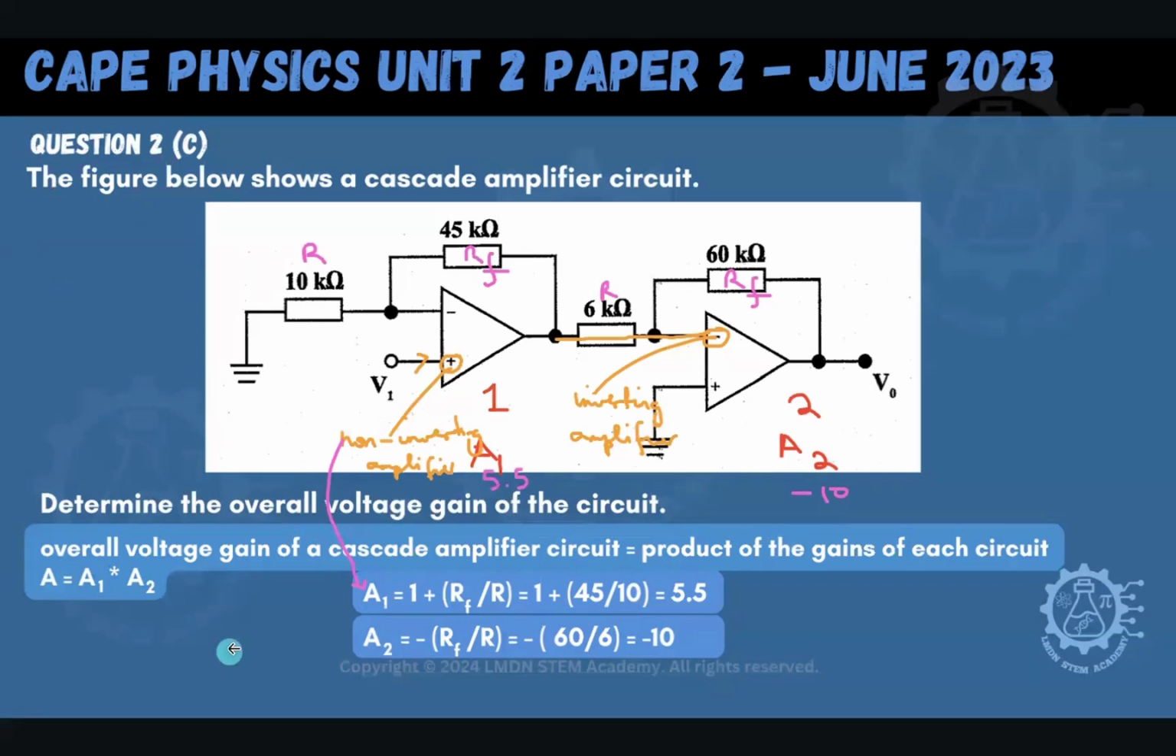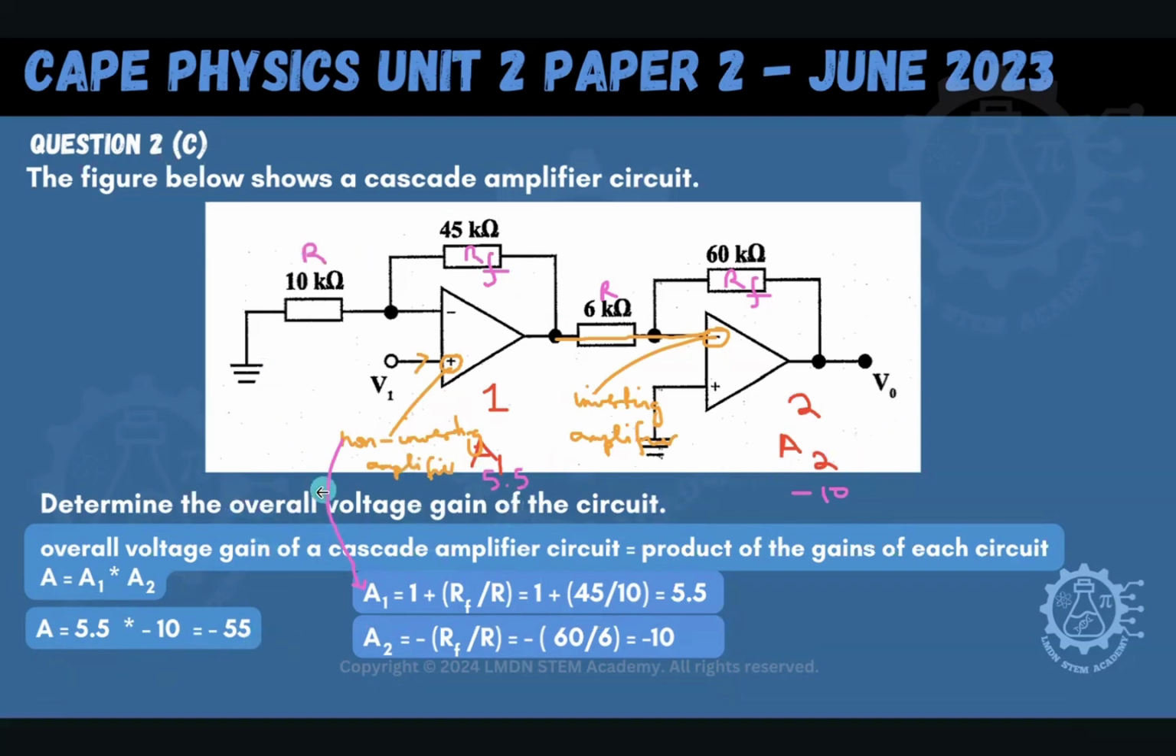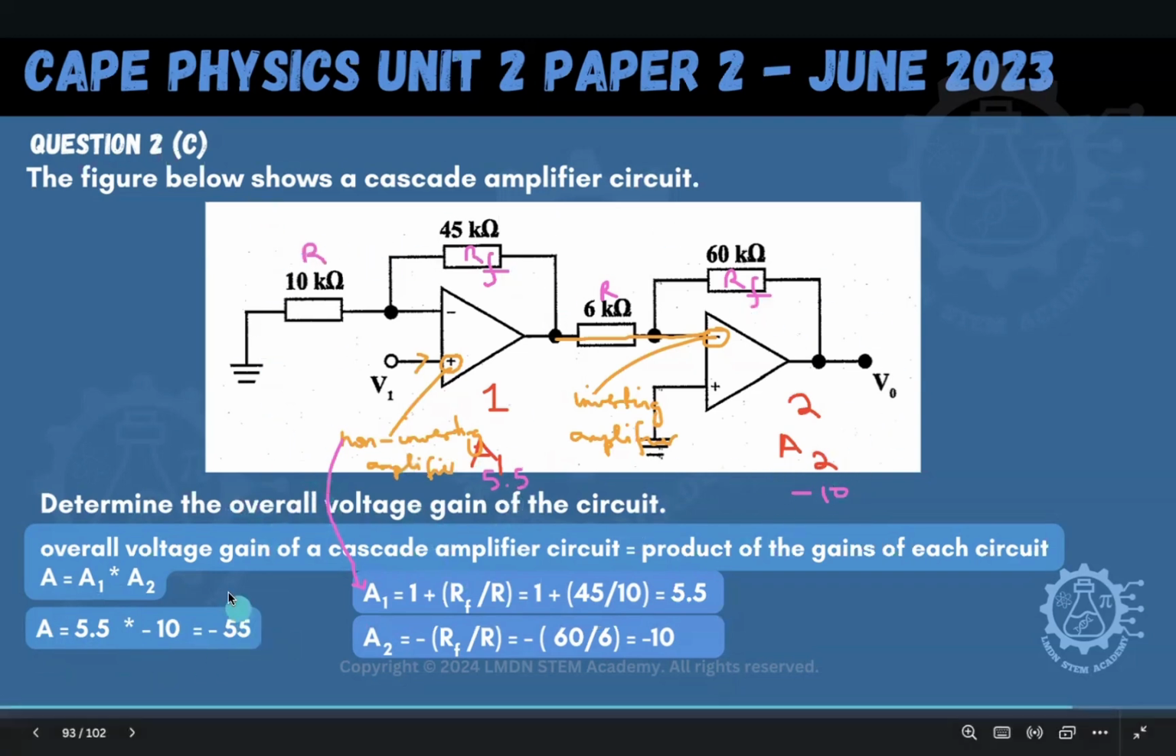Okay, so here it is. Finally, this is our final answer here: A is going to be equal to 5.5, this one, times minus 10, this one, and that is minus 55. So that's my overall voltage gain for this whole circuit, this whole cascade. That's our answer that we're locking in.